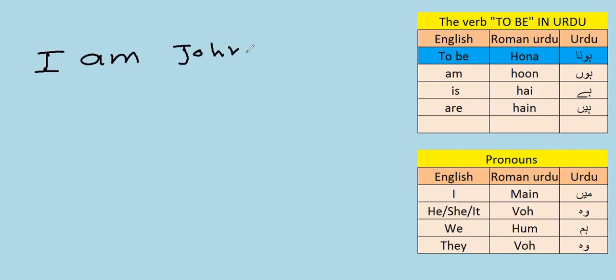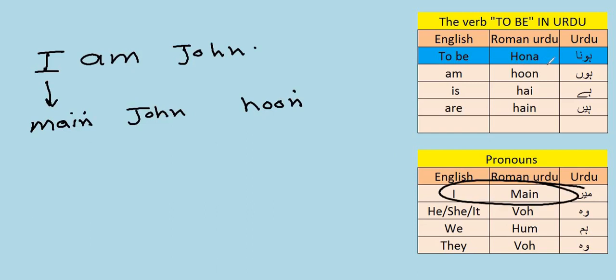I am John. So in Urdu we can say मैं, with a small dot on the top of n, meaning a nasal sound. So मैं John हूँ. Okay, I is मैं, as you can see here, and am is हूँ, which is mentioned here in the table, and John is John.